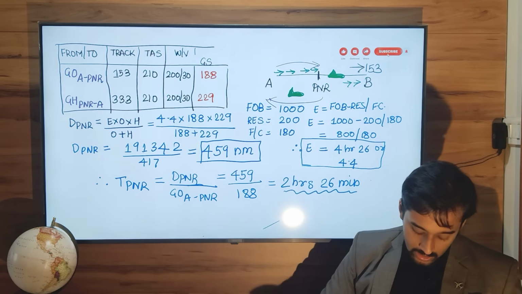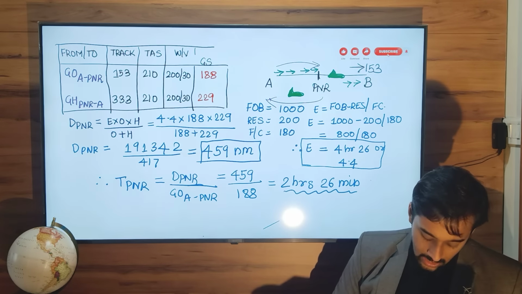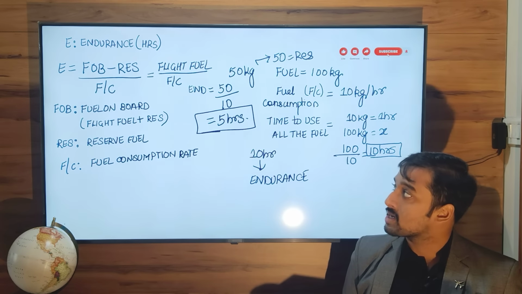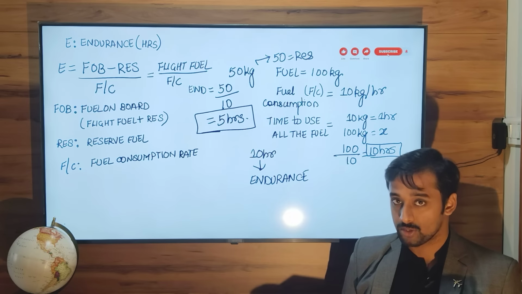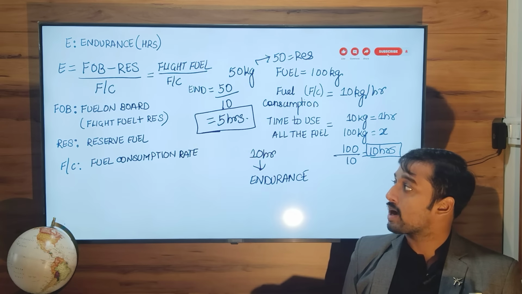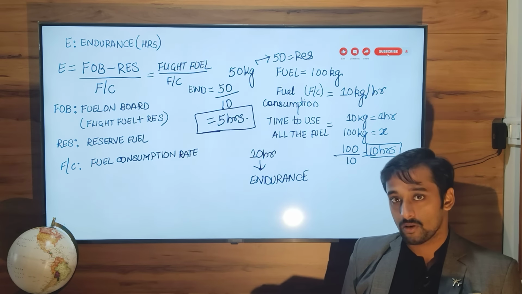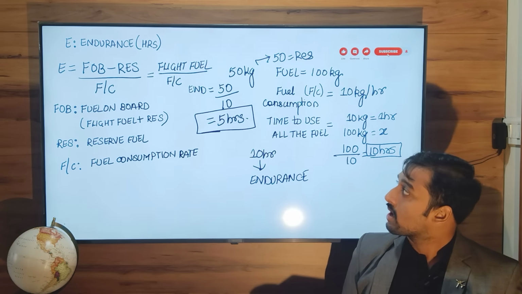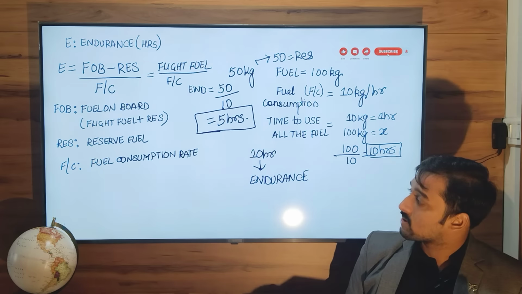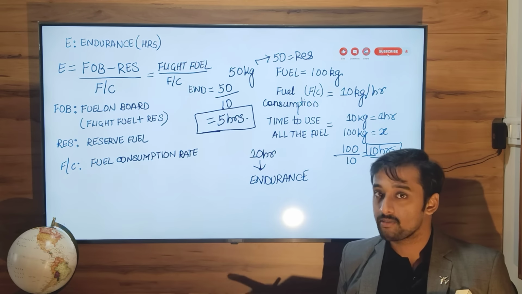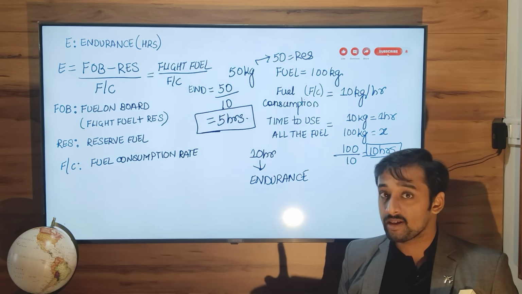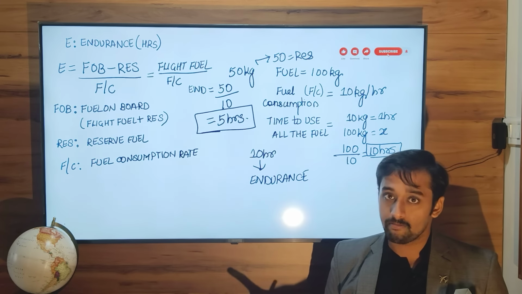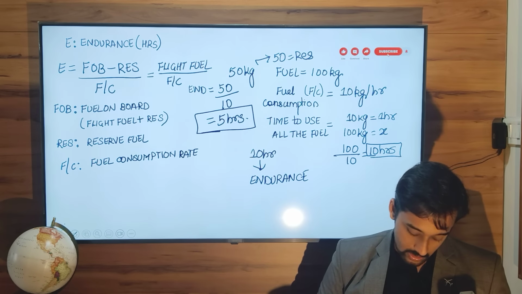And before that I explained to you in detail about endurance, which is fuel on board minus reserve divided by fuel consumption. So fuel on board minus reserve is flight fuel. Okay, so remember this clearly and don't forget this. And all units for fuel should be the same. If it's given in kilograms, everything should be in kilograms. If it's given in pounds, everything should be in pounds, and so on.